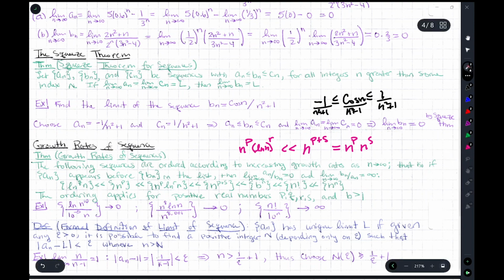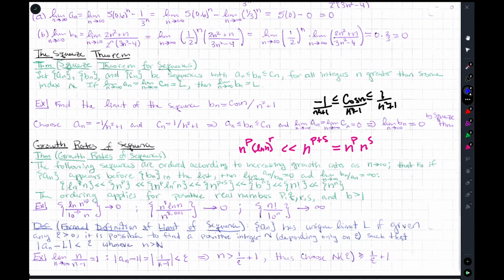Okay, and this is an exponential now, so b raised to the power n. Exponentials grow faster than polynomials. Factorials grow faster than exponentials, and exponentials raised to exponentials grow faster than factorials.